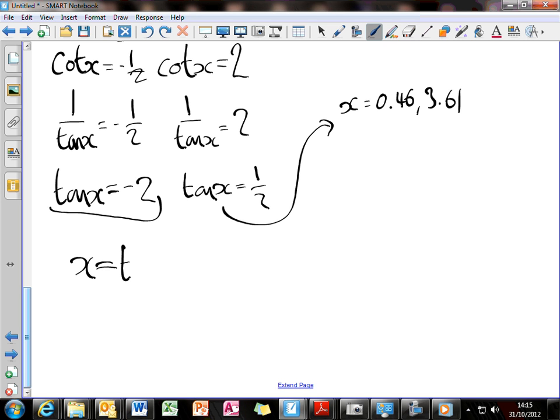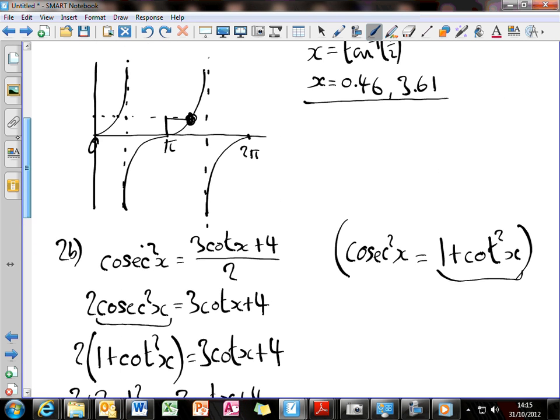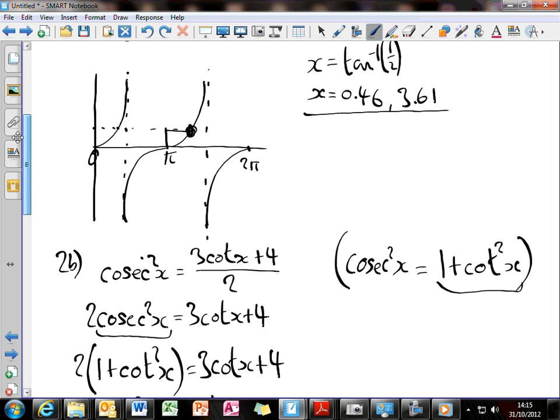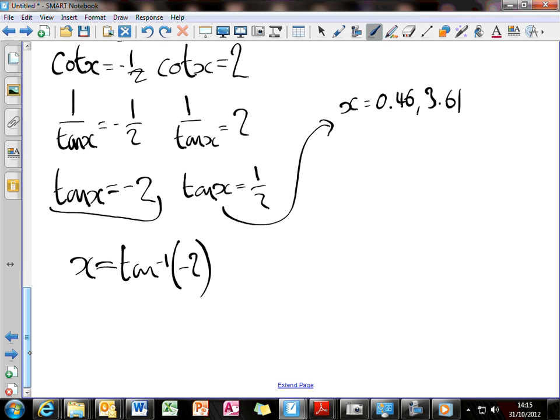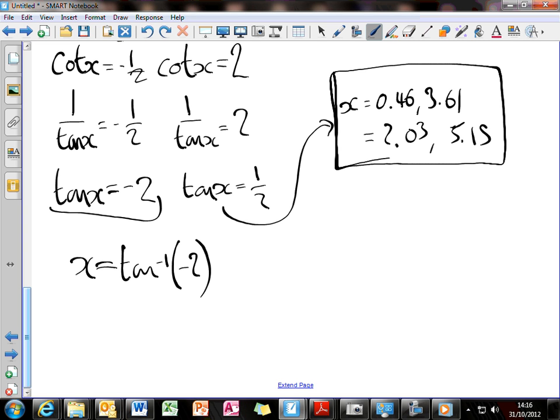So x equals tan to the minus 1 of minus 2. And using the same argument, just whack it in your calculator, get one value, and then look at the curve to find the other value. You should get 2 more values of x, 2.03 and 5.18. Okay, so those are your solutions to the final part of the question.